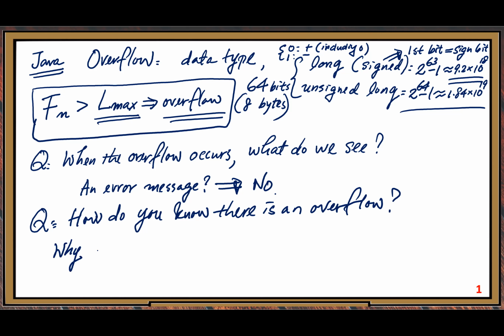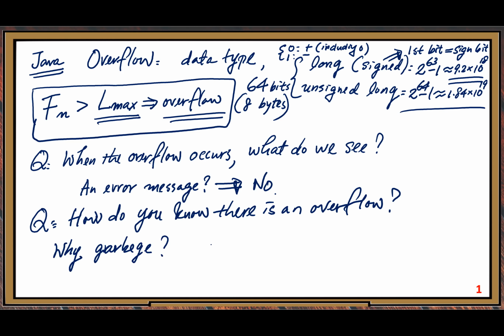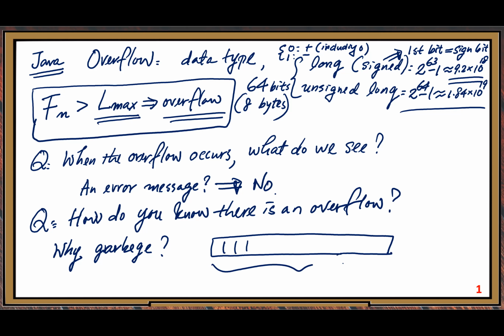My writing is a little slow. Why garbage? Let me use this simple diagram to explain that. I use this to represent 64 bits. Then, when you do calculation, sooner or later, we get an overflow.